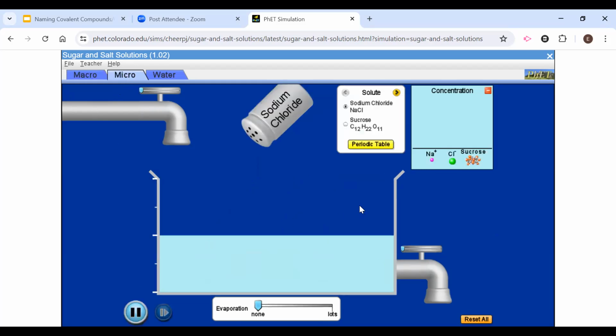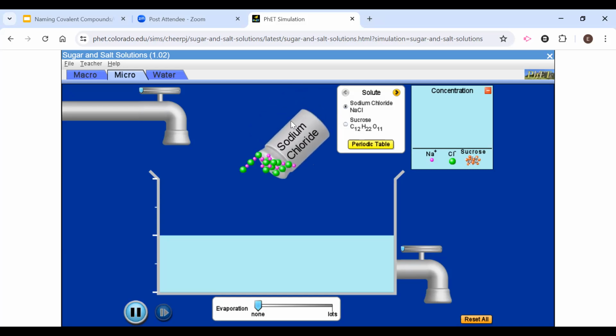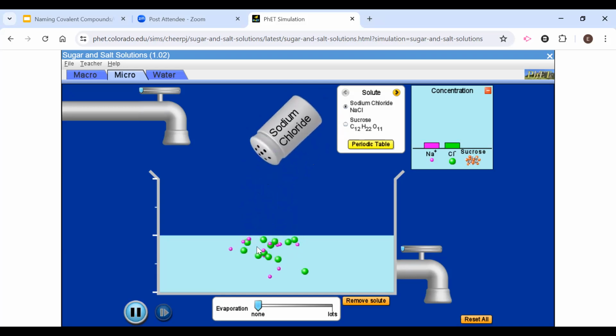Let's look at what happens on a molecular level. On a molecular level, sodium chloride is metal and non-metal, so you have the positive and negative ions all interacting to form the crystal. So look at this, when it hits water, it breaks apart into its sodium ions and chloride ions. You see that? It breaks down into its sodium ions and chloride ions. The big ones are the chloride ions, the sodium is the small one, okay?